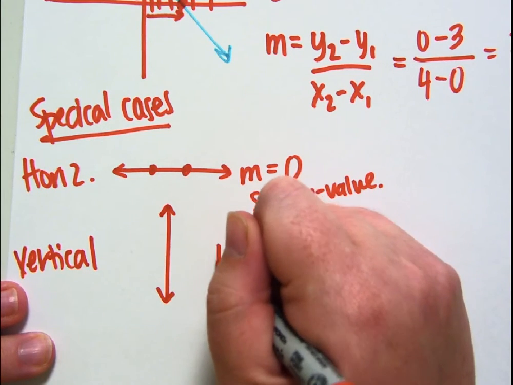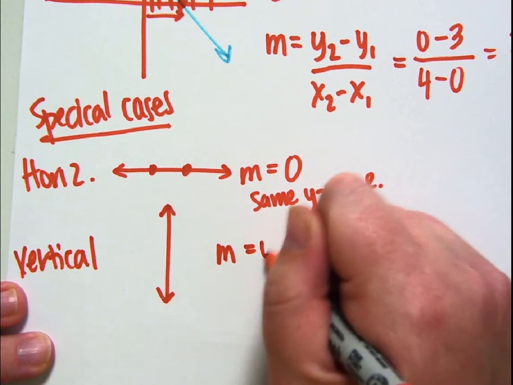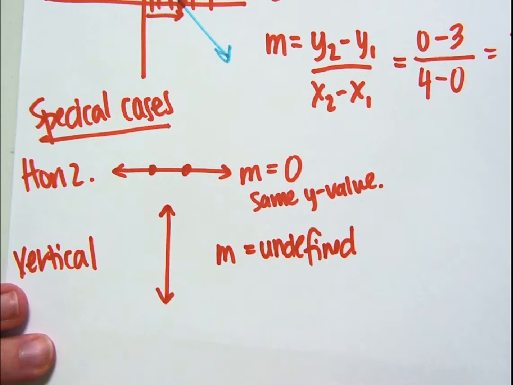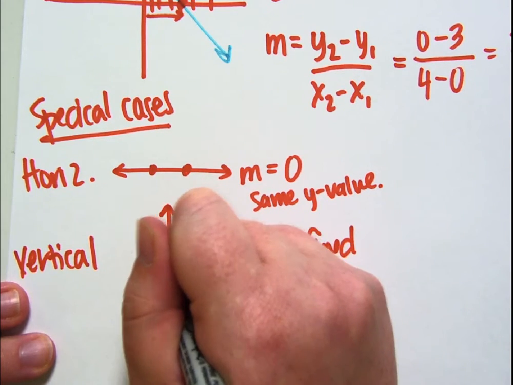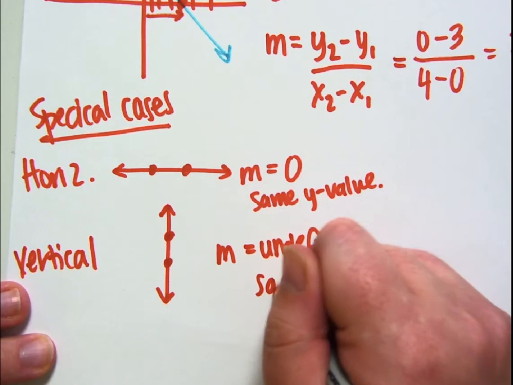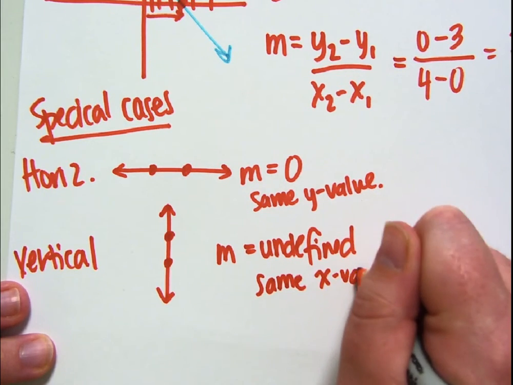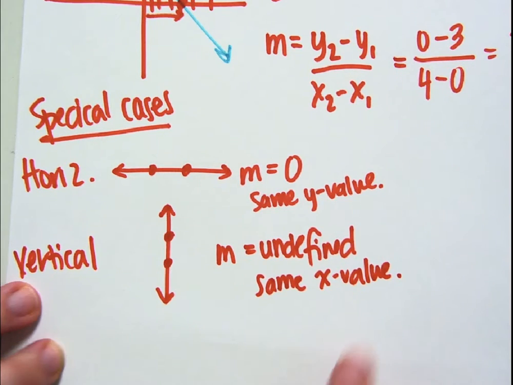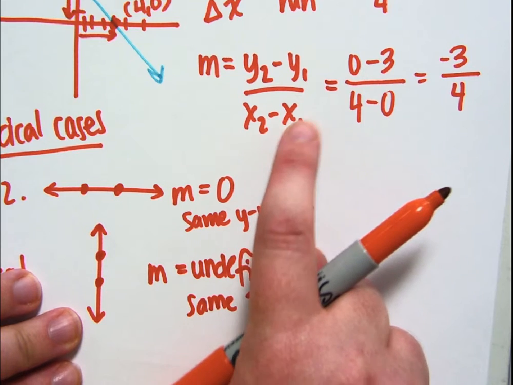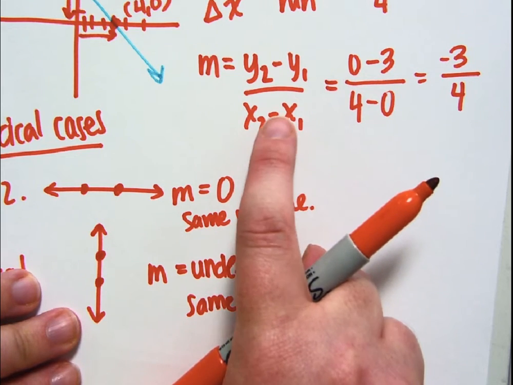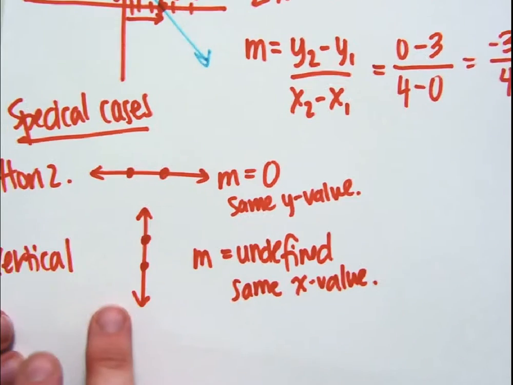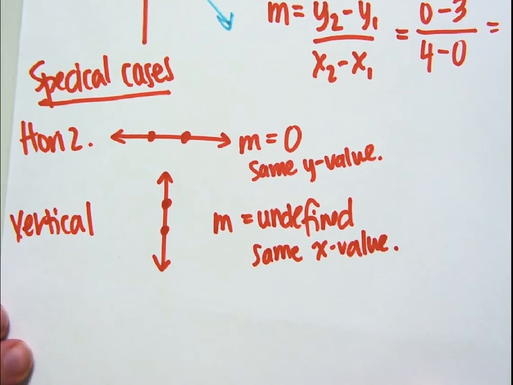The other type of special case is with a vertical line. With this one, the slope is undefined. We can picture that because if you're picking out two ordered pairs along a vertical line, they have the same x-coordinate. So in our equation, if x2 and x1 are the same, you end up subtracting the same number and you divide by 0, which can't happen. So vertical lines will produce an undefined slope.